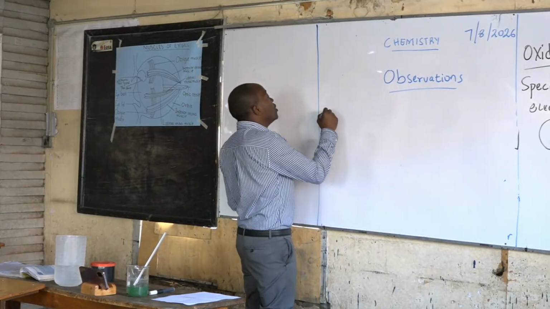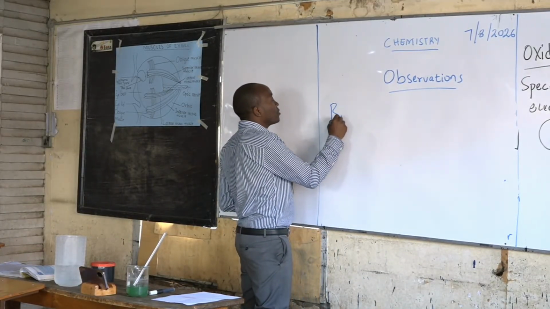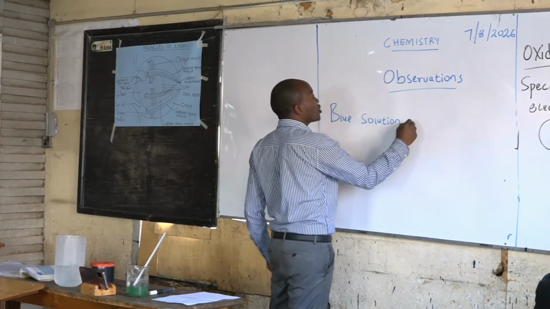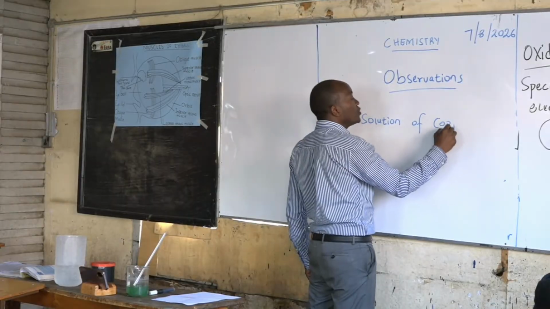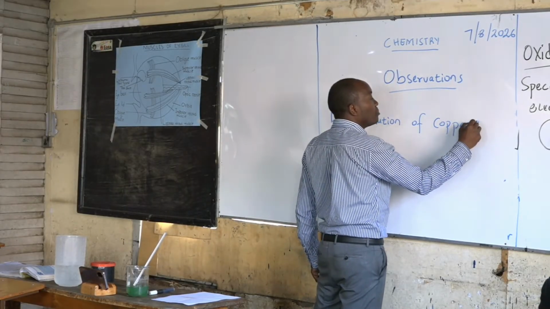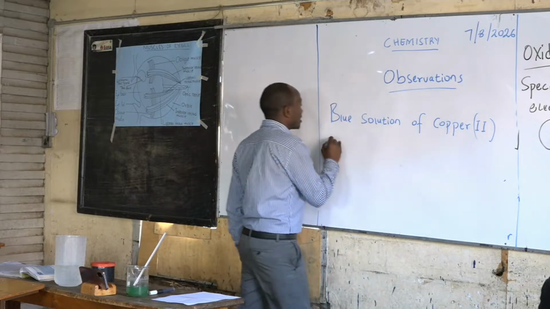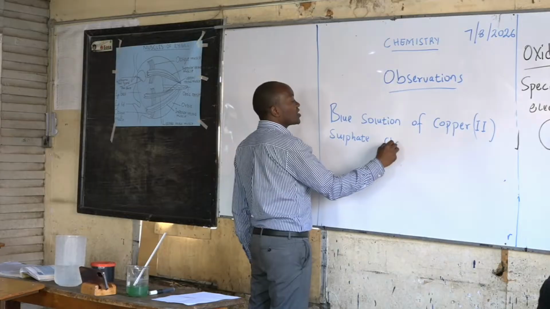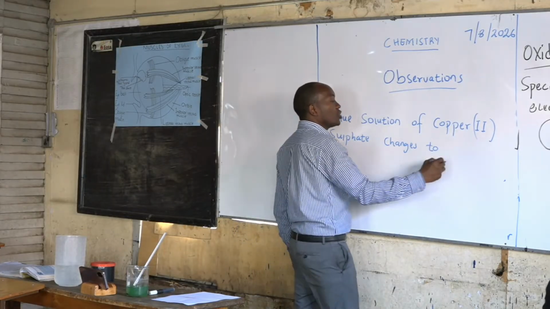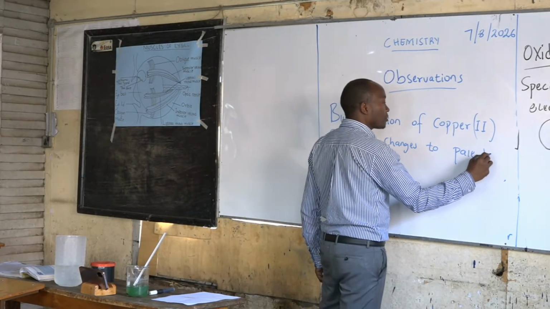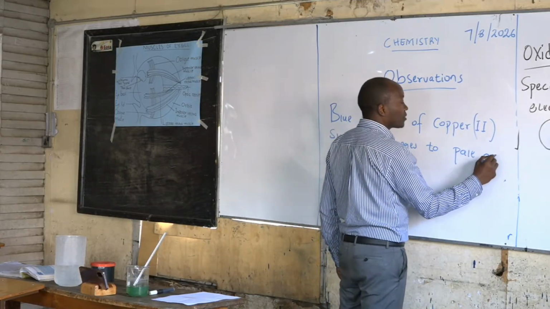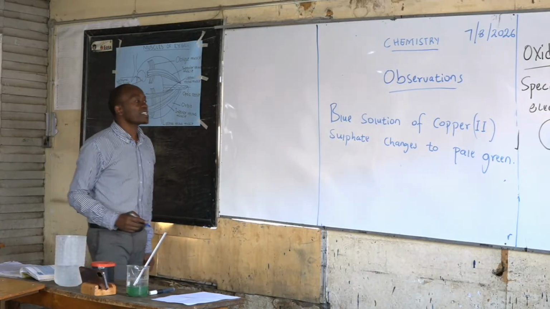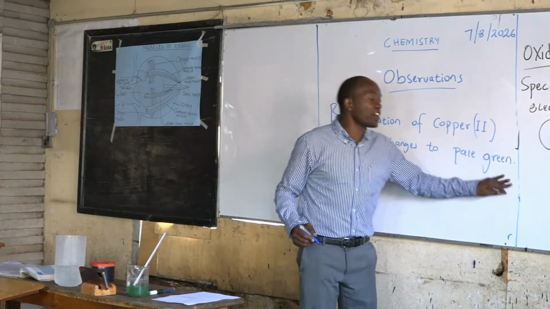So you find that the blue solution of copper 2 sulfate changes to what? Pale green. Thank you. Pale green. Right? The blue solution of copper 2 sulfate changes to pale green.